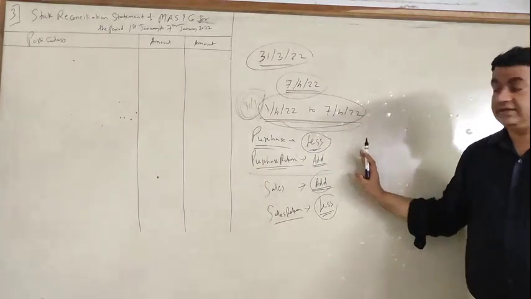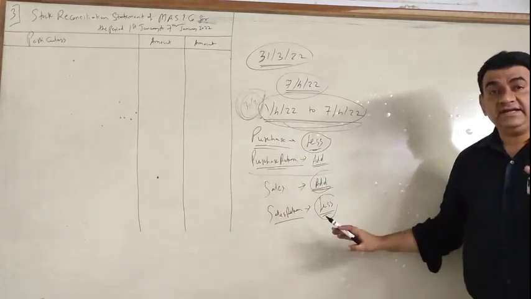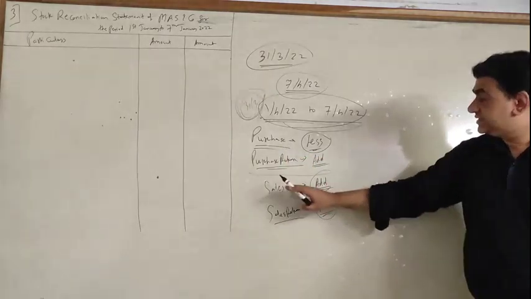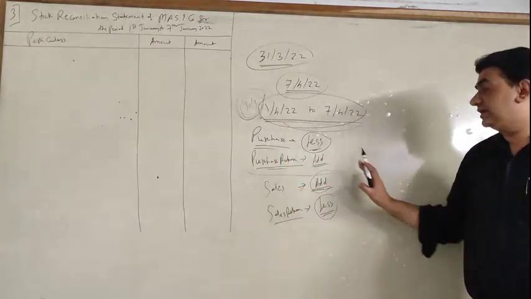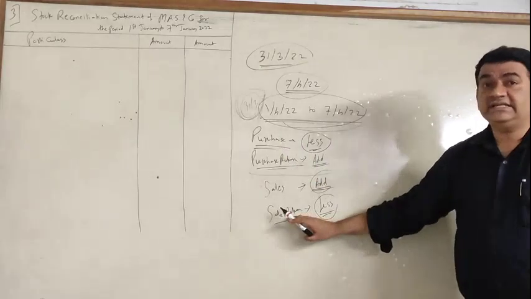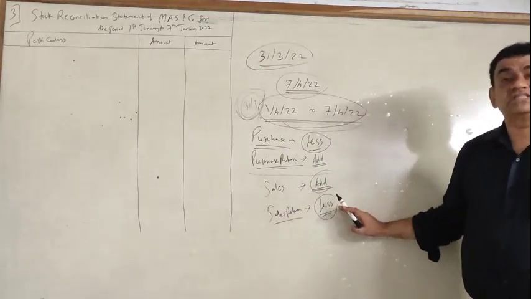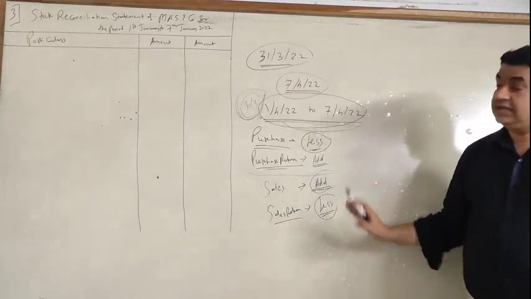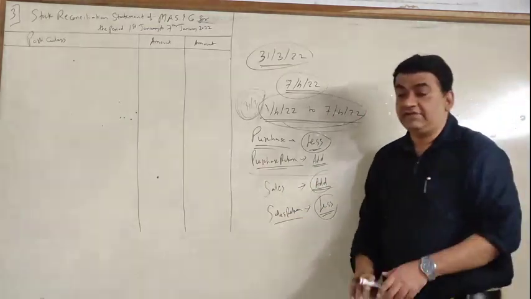So in short, earlier class mein purchase we added. Now we will subtract. Purchase return we deducted. Now we will add. Sales we deducted. Now we will add. Sales return we added. Now we will subtract. I showed you the logic. Again in the sum I will show you the logic.